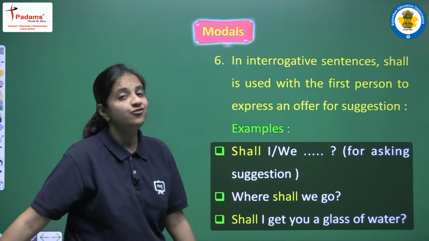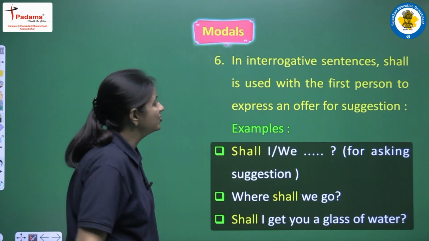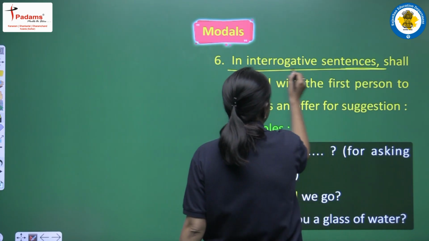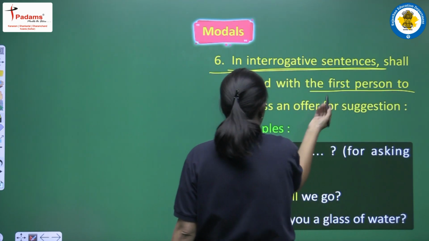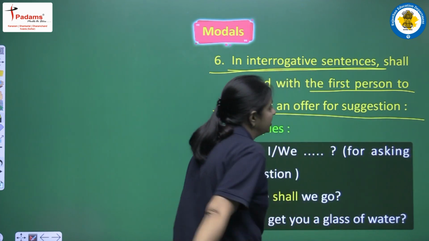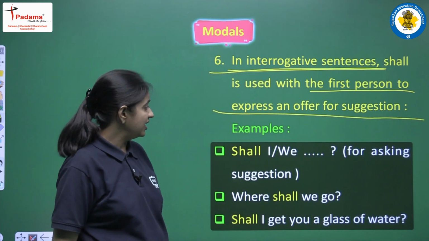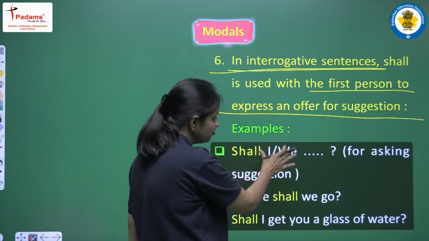Next use that we have is in interrogative sentences. Shall is used with the first person to express an offer or suggestion. So yes, it is also used in the interrogative sentence, and in that structure shall is used with the first person. Why? To express an offer, or we can say a suggestion. Like we have the examples.